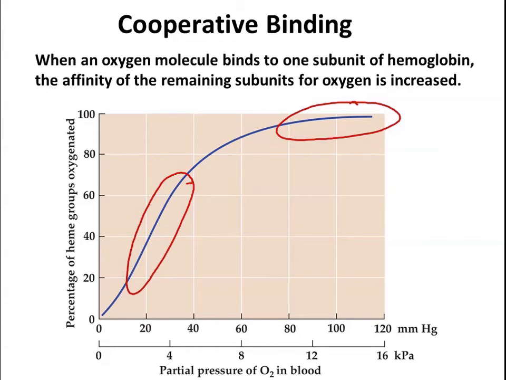So the take-home point of this slide is that the sigmoidal shaped curve is indicative of cooperative binding. And keep in mind that cooperative binding is only possible for molecules like hemoglobin that have multiple binding sites.